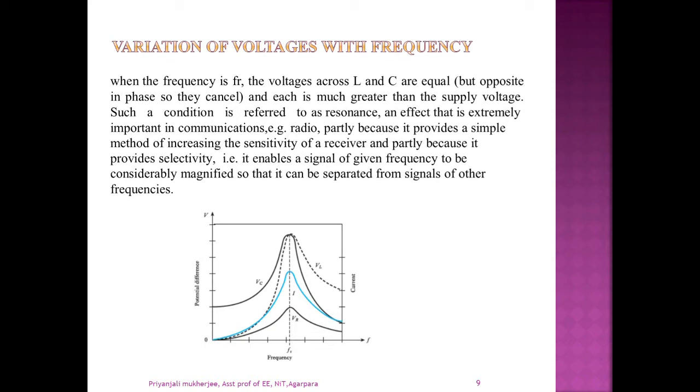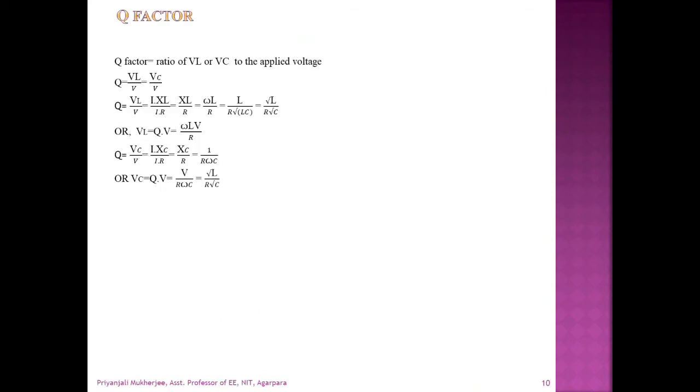For example, we can consider the radio. Next is the quality factor, or Q factor, of a series RLC circuit. The Q factor of a series RLC circuit is defined as the ratio of the voltage across the inductor, or the voltage across the capacitor, to the applied voltage, and it is also called the voltage magnification in the circuit at resonance.